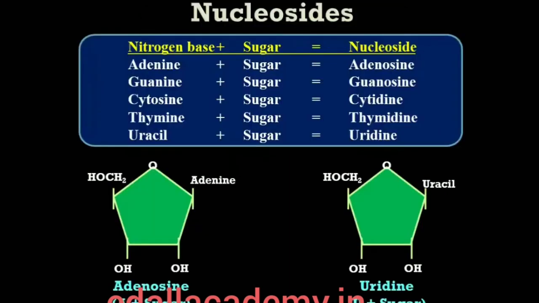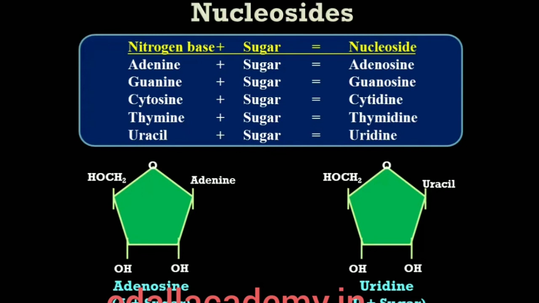What do you know about nucleosides and nucleotides? There are 5 types of nucleosides given. Try to remember. Adenine and sugar together form adenosine nucleoside. Guanine and sugar together form guanosine. Cytosine and sugar together form cytidine. Thymine and sugar, thymidine. Uracil and sugar, uridine. So try to remember: nitrogen base and sugar, without phosphate group.